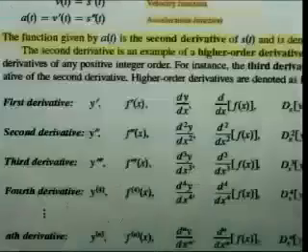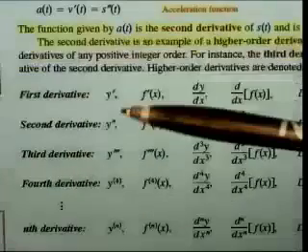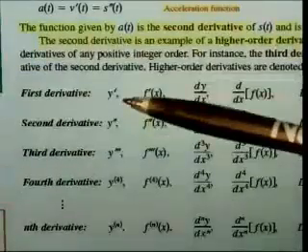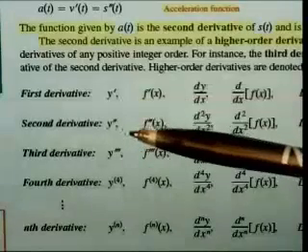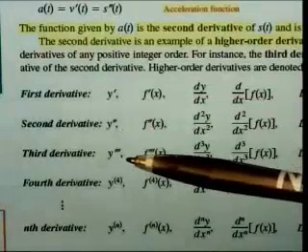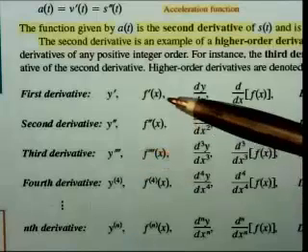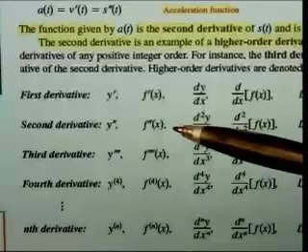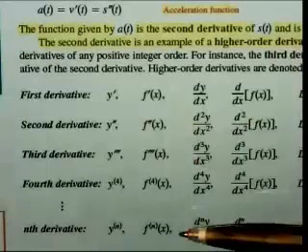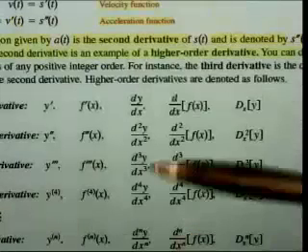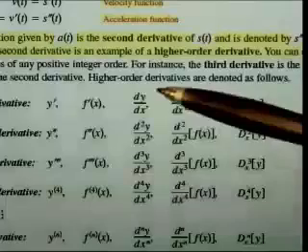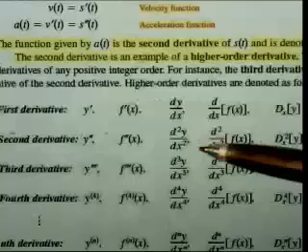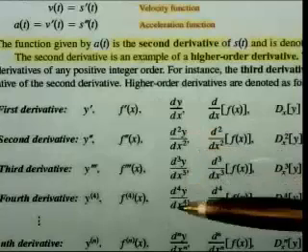If you write the first derivative as y prime, you write the second derivative as y double prime, and the third derivative as y triple prime. If you write the first derivative as f prime of x, you write the second derivative as f double prime of x, and so on. This gets a little bit crazy. If you write the first derivative as dy over dx, then you write the second derivative as d2y over dx2.